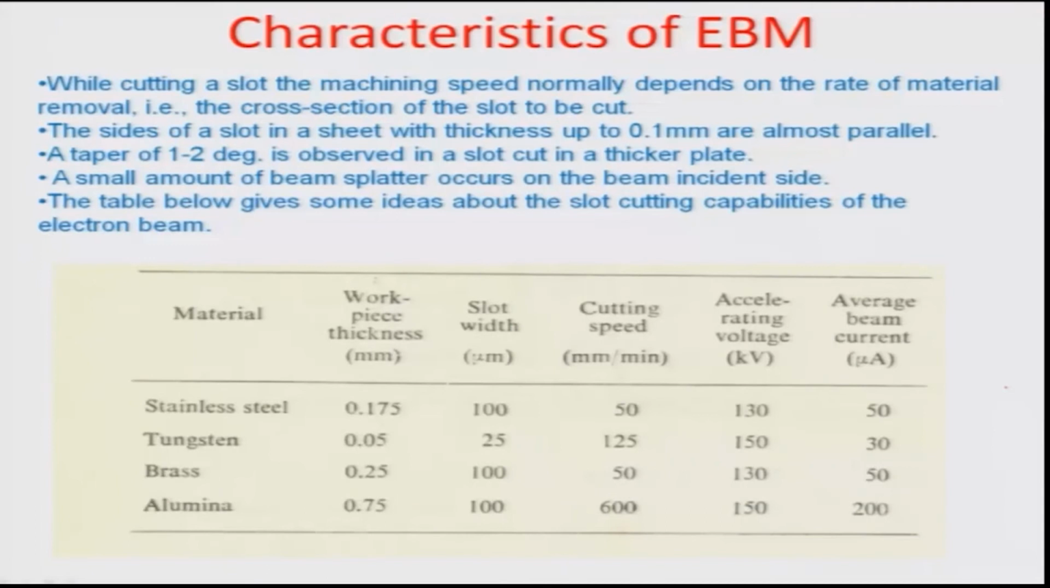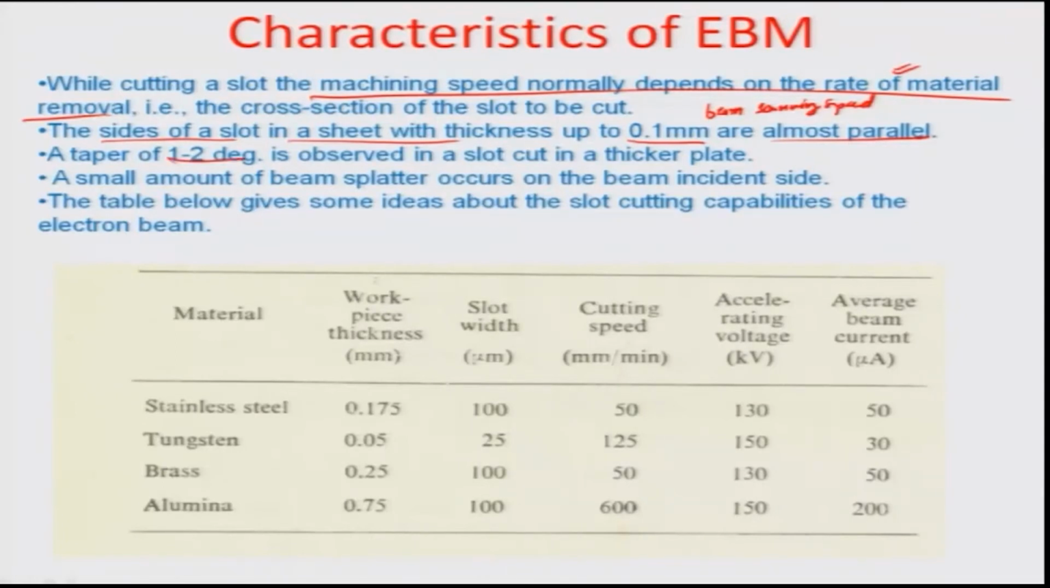While cutting a slot, the machining speeds normally depend on the rate of material removal. So, obviously we have to have some parity between the rate of material removal, so that we can fix the beam scanning speed. Okay. So, this is more important whenever we are processing on diameters which are much larger than the beam diameter, where it necessitates the beam to scan over the surface to remove the whole material from the surface.